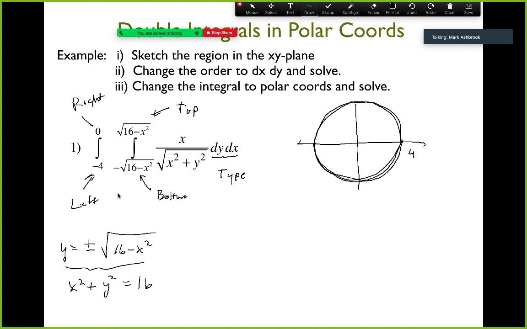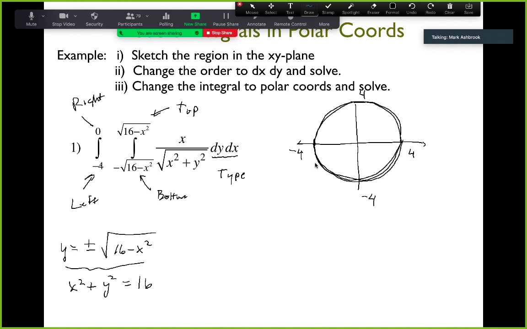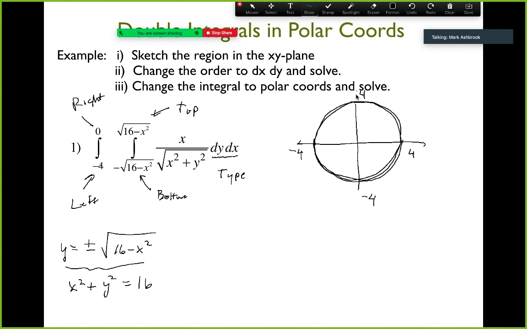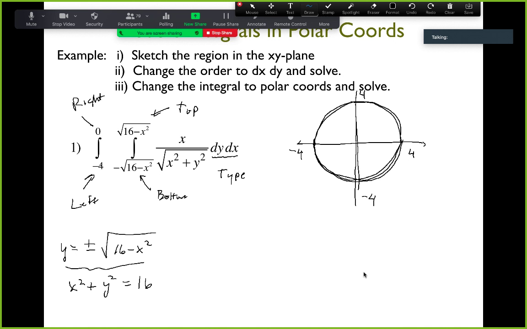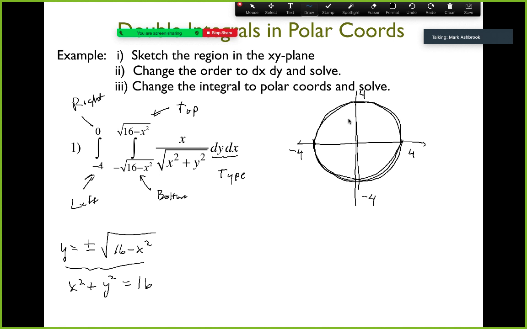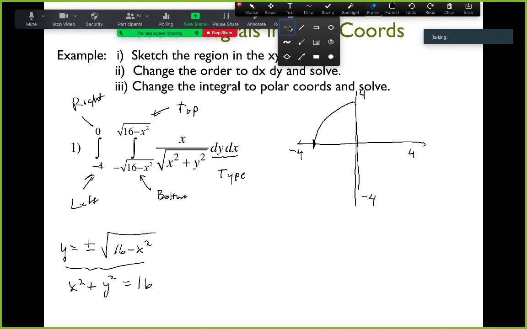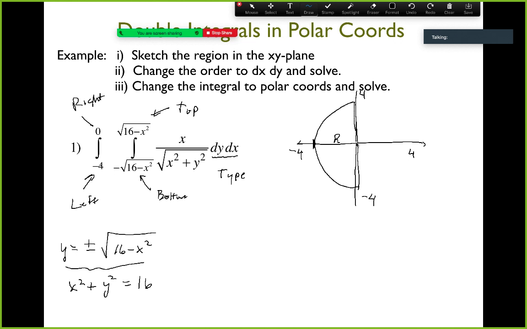And left to right. So x goes from -4 to 4. What's the left side of this? The left side is at -4, and the right side is at 0. So if this is the left, this is the right, this is the bottom and this is the top, there's our region. It's the left half disk of the circle x squared plus y squared equals 16. Does that make sense for finding the region? So here's our R.